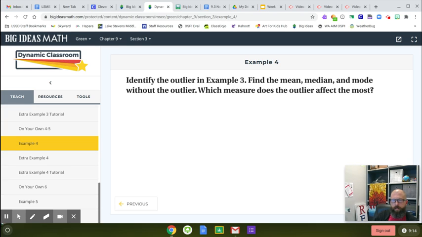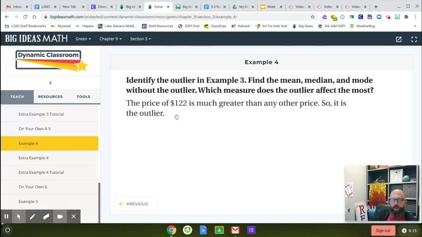All right, this is example 4. What's up, sixth graders? This says identify the outlier in example 3. And then remember, an outlier is an oddball, like one that doesn't really fit with the rest. So it could be a lot greater, it could be a lot less than most of your data. So it says find the mean, median, and mode without the outlier. So you're going to take that out and then do all the same math again.